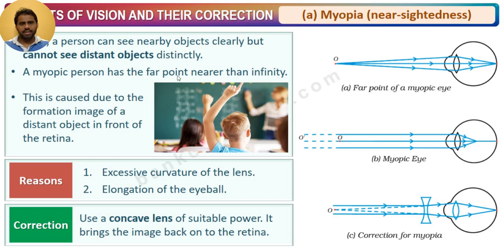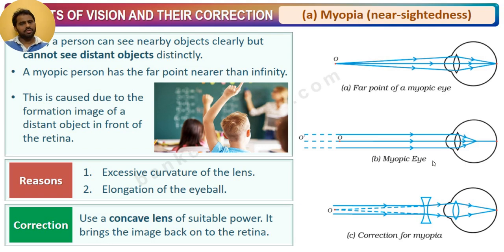A myopic person has the far point nearer than infinity. The far point for a healthy person should be at infinity, but for a myopic person, the far point is before infinity. The rays of light are coming and converging due to the convex lens, but the image is formed in front of the retina. As a result, you cannot see the distant object clearly. This is caused due to the formation of the image of a distant object in front of the retina.